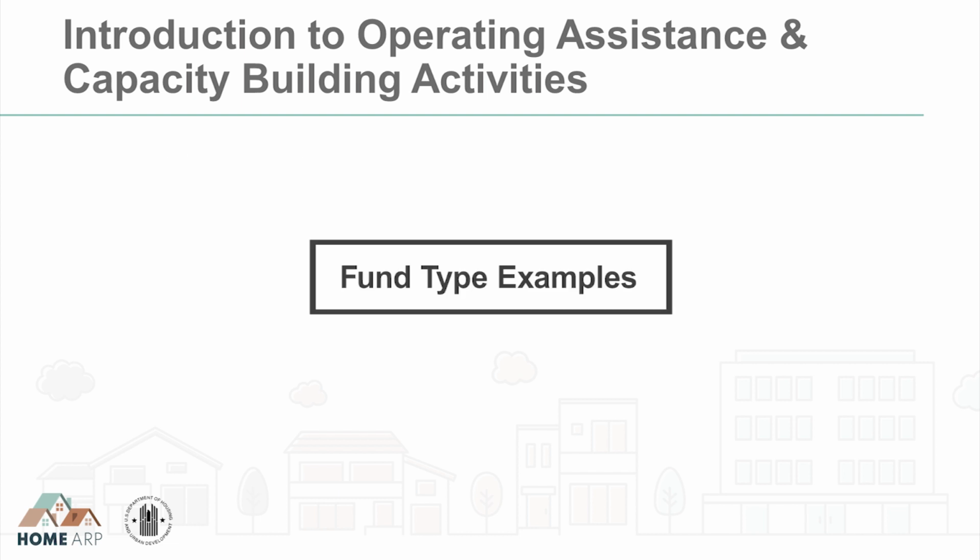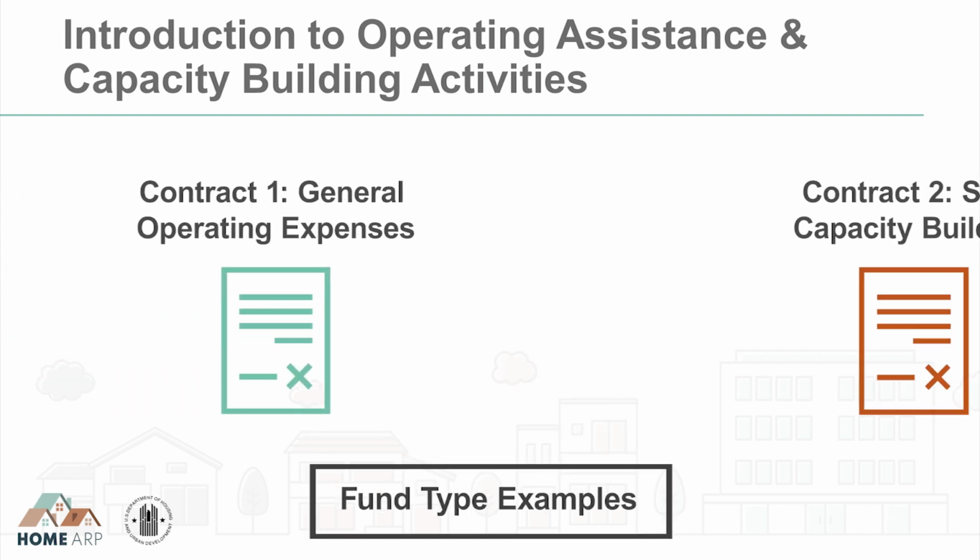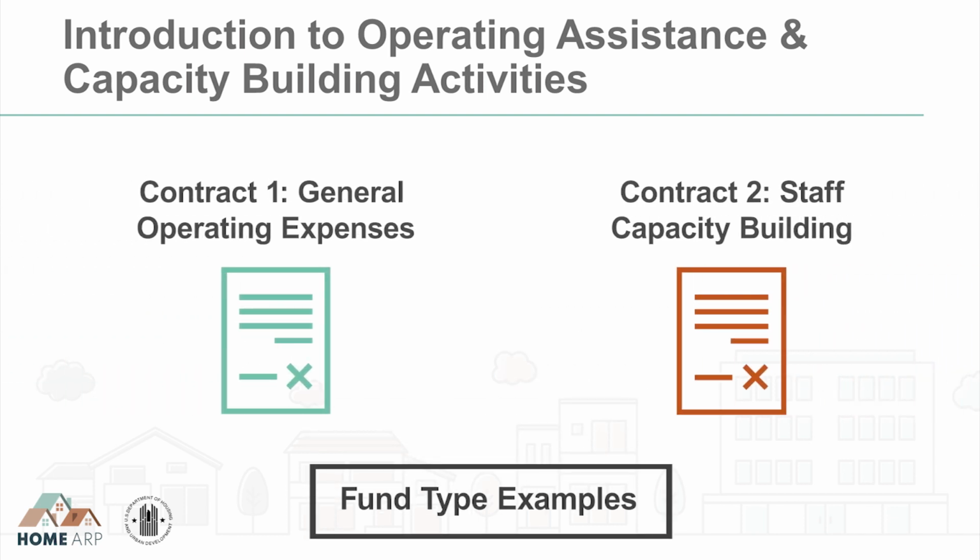As an example of how to use these fund types, let's say a PJ has executed 2 written agreements with a nonprofit organization that will be carrying out a HOME-ARP activity in the near future. One written agreement is for $50,000 to pay for general operating expenses of the nonprofit organization, including employee salaries and benefits, rent, and utilities. The other agreement is for $25,000 to pay for eligible costs related to developing the capacity of the nonprofit organization, including training for new staff.